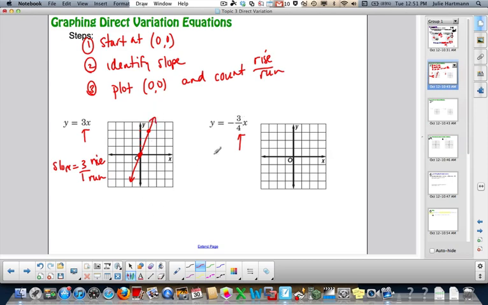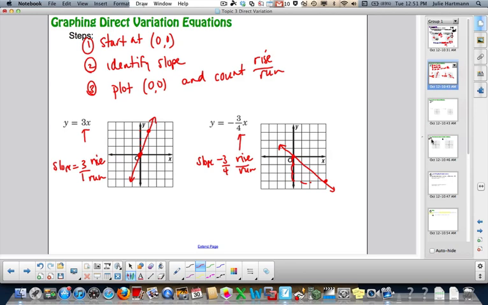Next one, y equals negative 3/4 x. So start at 0, 0. Now our slope is negative 3 over 4. So remember, that's rise over run. Down 3, and run 4. So over 4. So that was down 3 over 4, and there's our line. Okay, so always on these, you want to start at 0, 0. Use your slope to count rise over run and make a new point and connect your points.